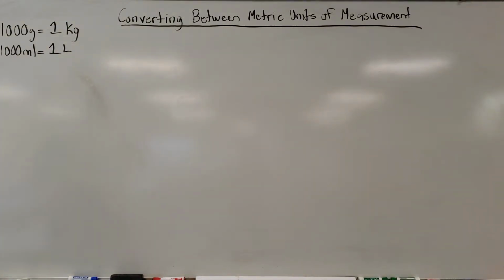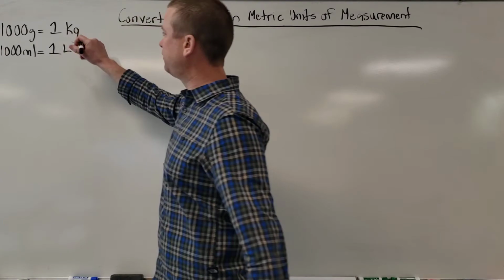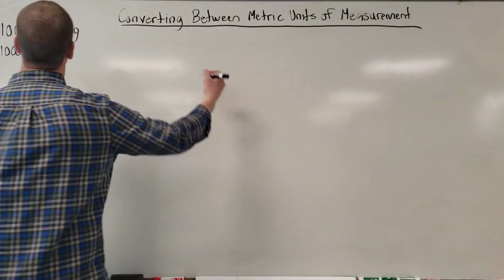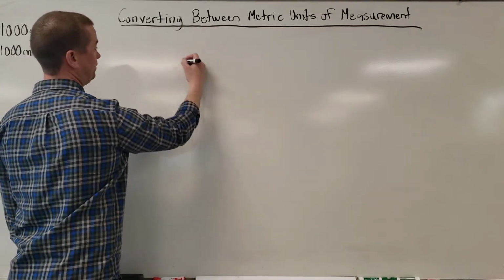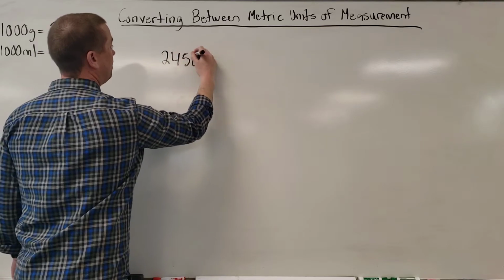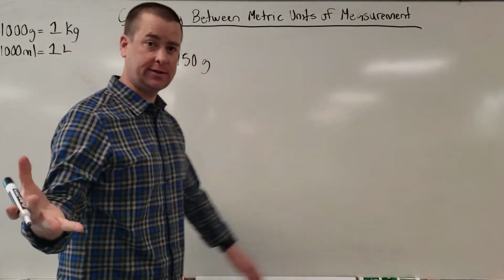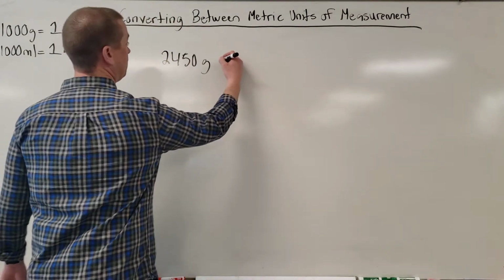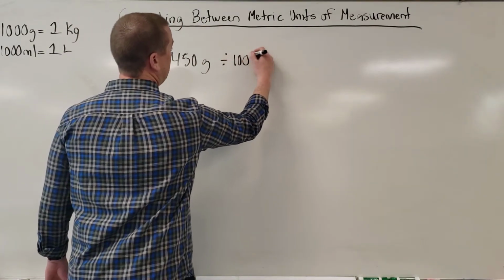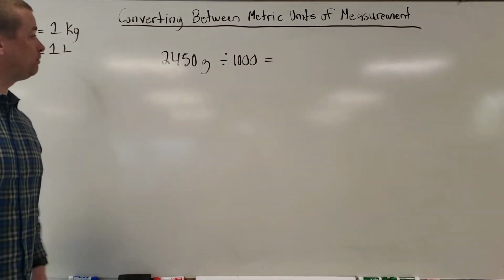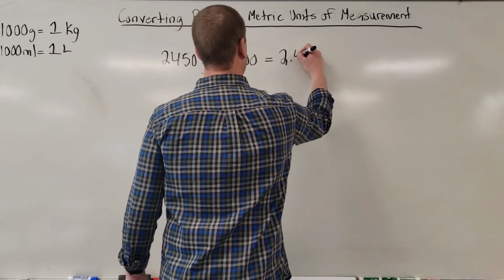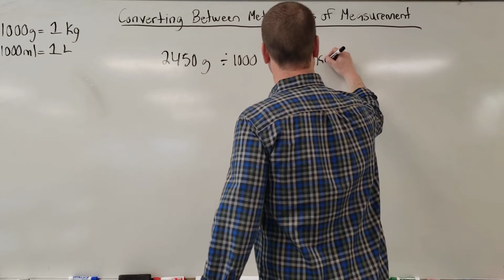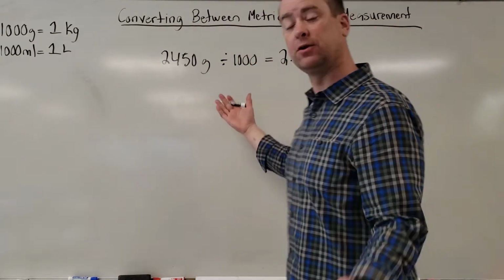So, how do we actually go back and forth? What we need to do is, if we have something written as grams, let's say we have 2,450 grams, and we want to change that to kilograms. The way we're going to do that is we're going to divide by 1,000. So if you do that at home, in your head, calculator, doesn't matter, you're going to end up with 2.45 kilograms.